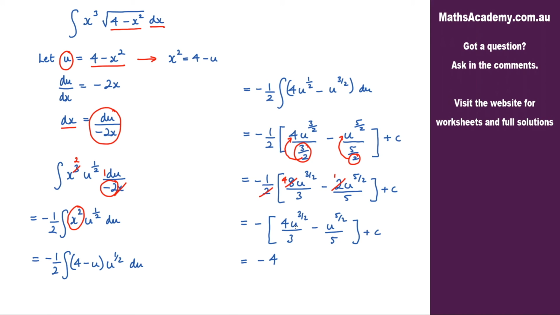Now the u is 4 minus x squared. So we've got 4 minus x squared to the power of 3 over 2. That's all over 3. This negative and this negative will give us a positive. And then we've got the u, which is 4 minus x squared. So 4 minus x squared. That is to the power of 5 over 2. That is all over 5. And then just add on the constant of integration.